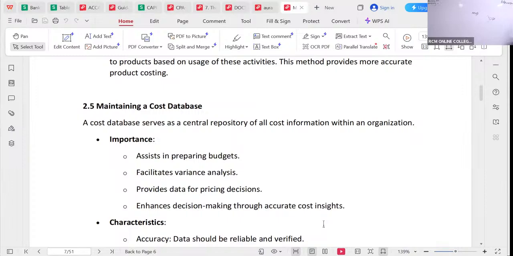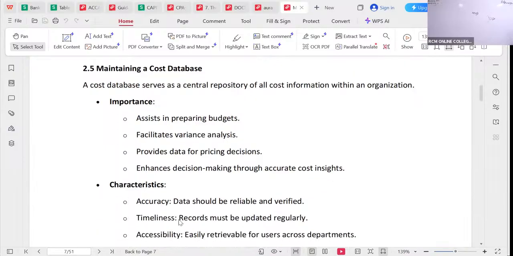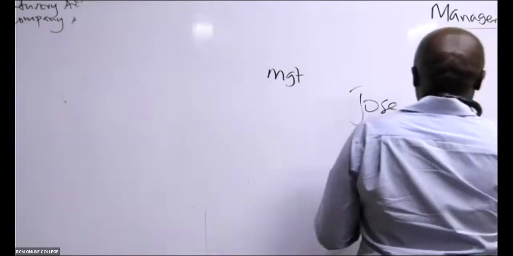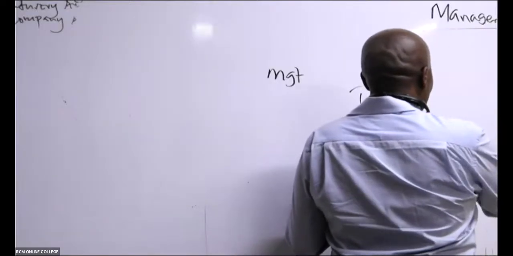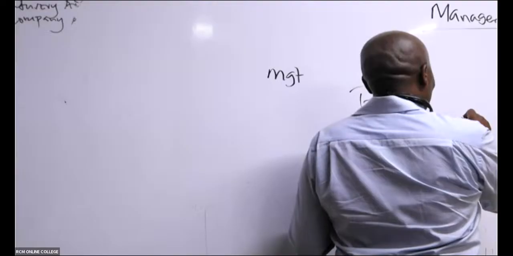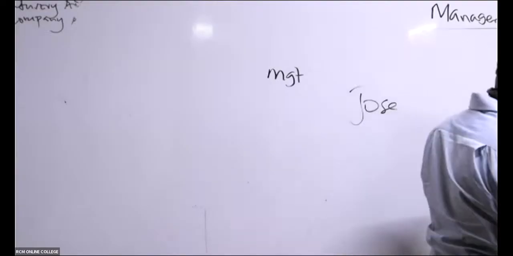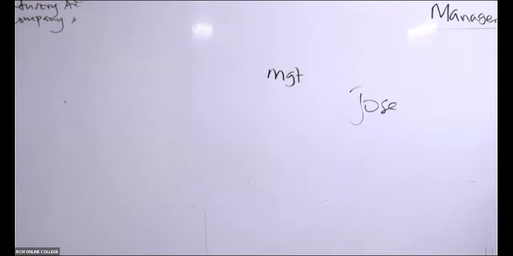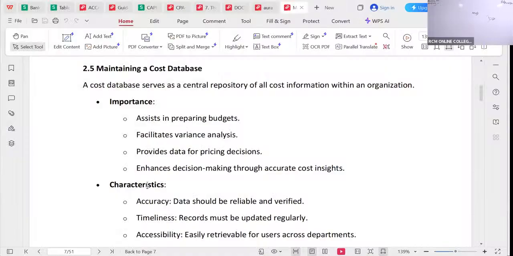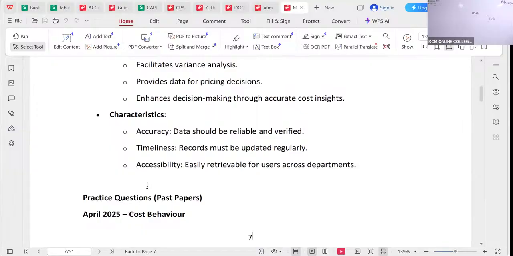Characteristics of a good cost database. It shall be accurate. It shall be able to give us information on time, so that when you query it using what we call MySQL, it should be able to return results on a timely basis. Otherwise, it will not be friendly to us in terms of making decisions. Accessibility: it should be easily retrievable for users across what departments.